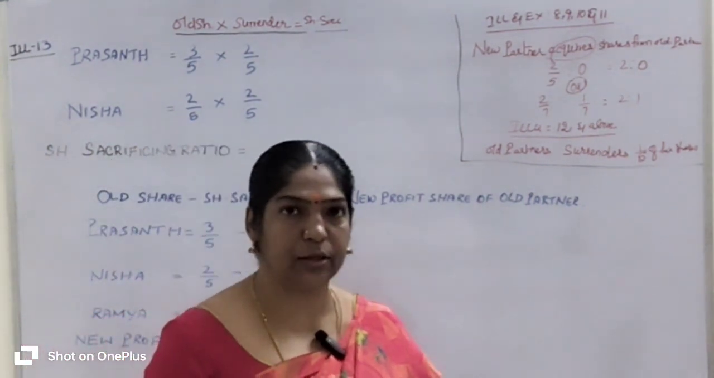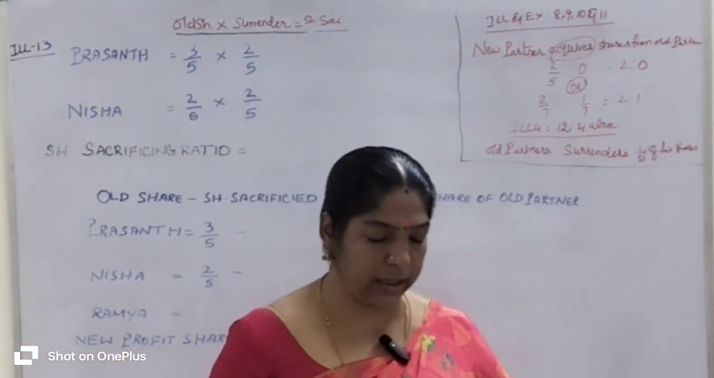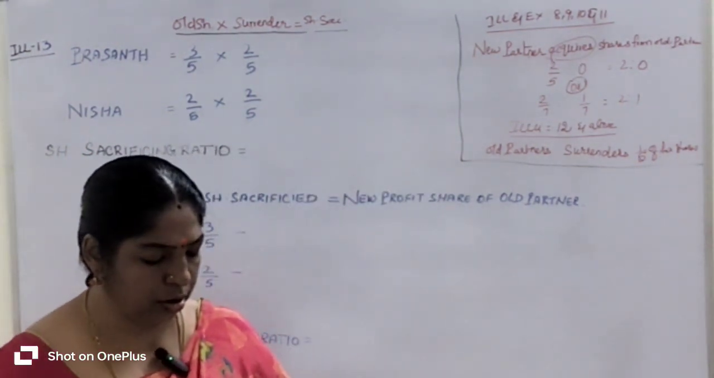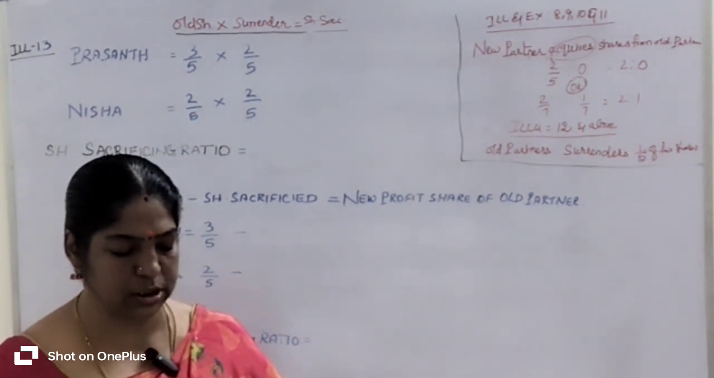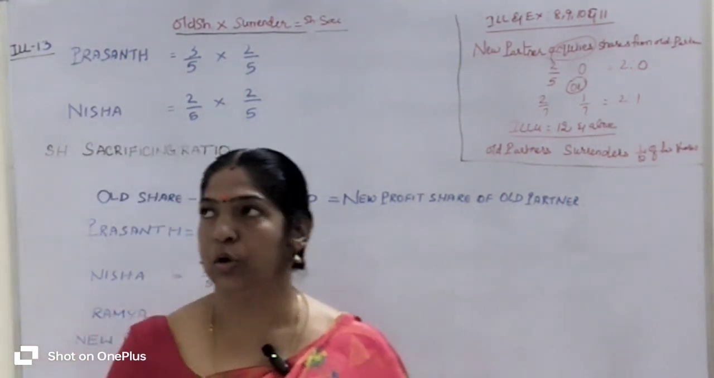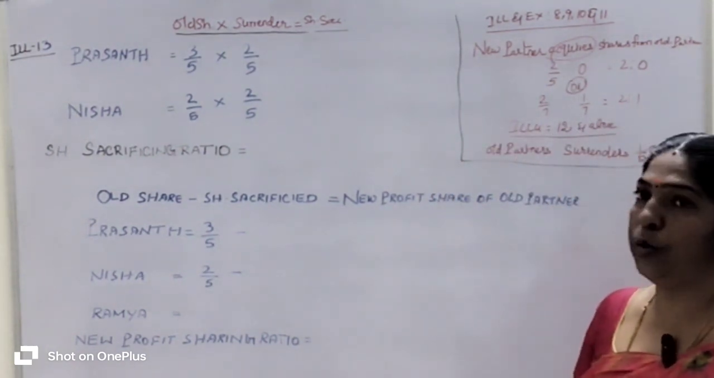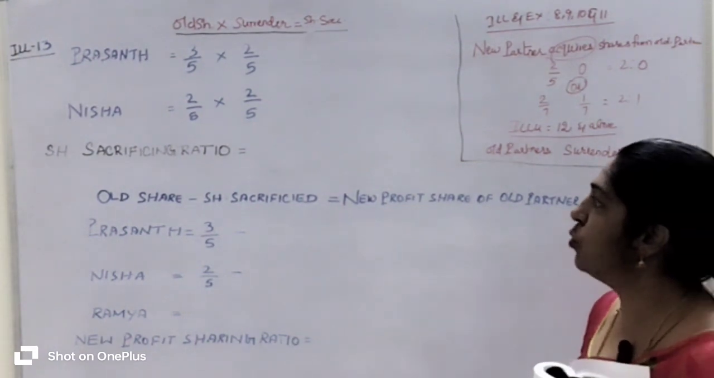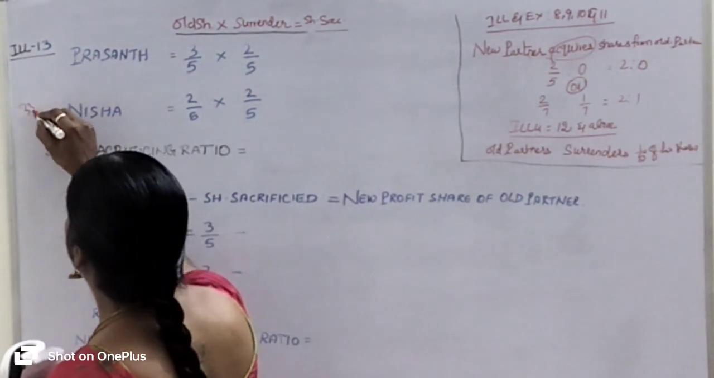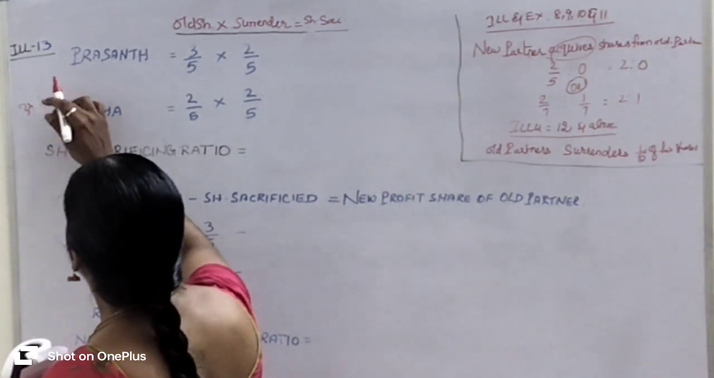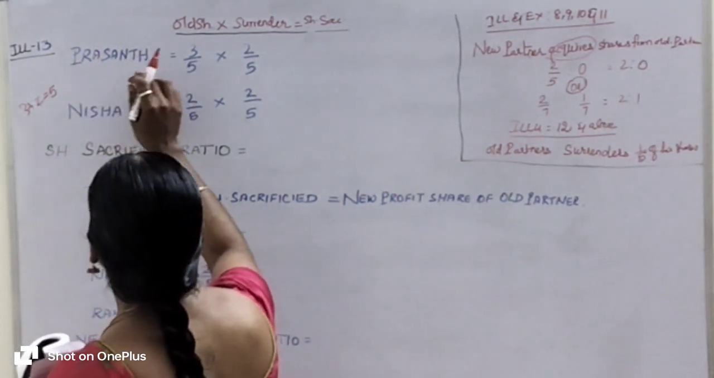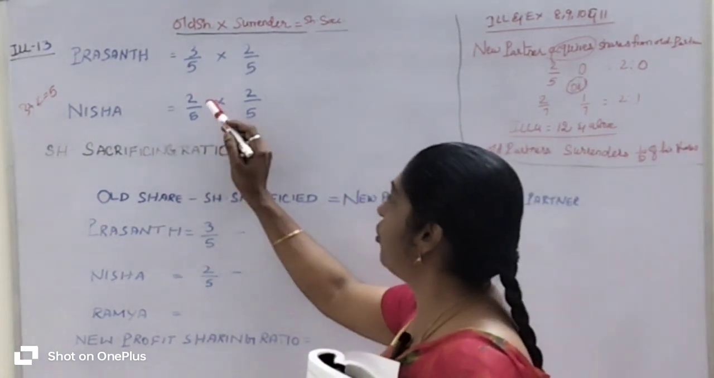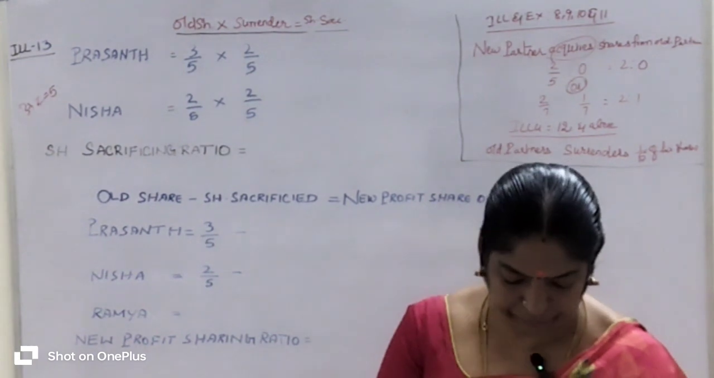Let's first understand the question, what they have given. Okay, then what they asked to find out. Prashant and Nisha are partners sharing profit and losses in the ratio of 3:2. So Prashant and Nisha are old partners. Their old profit sharing ratio is 3:2, means what? 3 plus 2, 5. So Prashant's old profit sharing ratio is 3/5 and Nisha's old profit sharing ratio is 2/5.